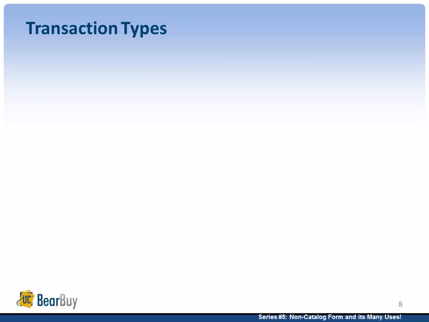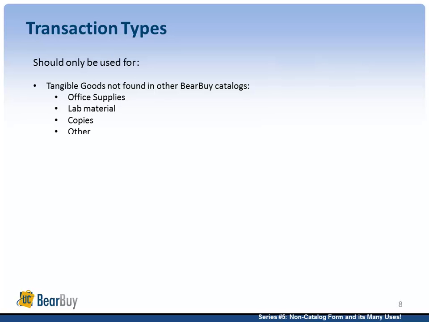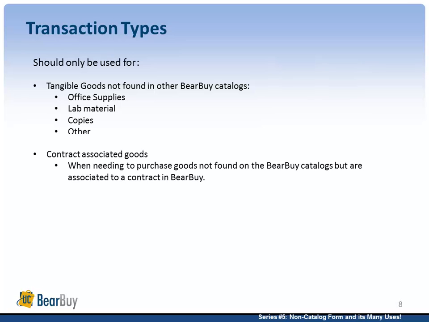The non-catalog form should only be used for needing to purchase tangible goods not found in other BearBuy catalogs. That includes office supplies, lab materials, copies, and other goods. This also includes goods that are associated to a contract in BearBuy but not found in one of the BearBuy catalogs. We'll explain what we mean by this in the next slide.